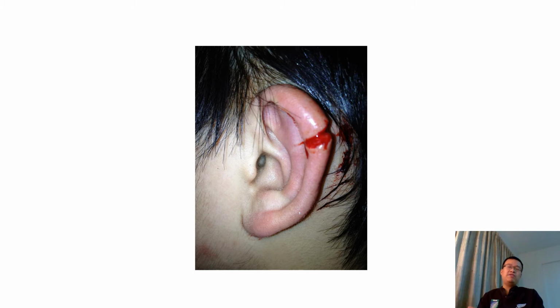This is the picture of a laceration. You can see the blood is covering the cartilage. But once you clean it up nicely, you need to oppose the skin properly so that no cartilage is seen.